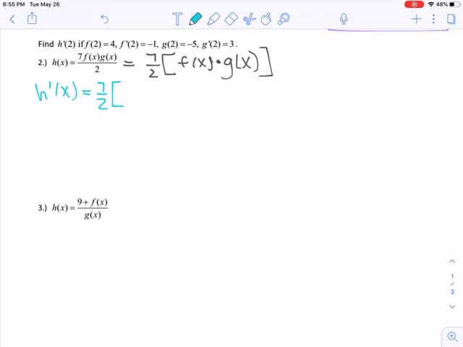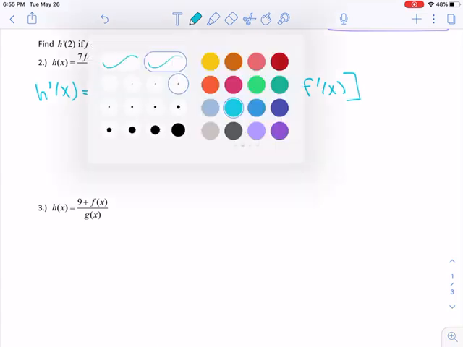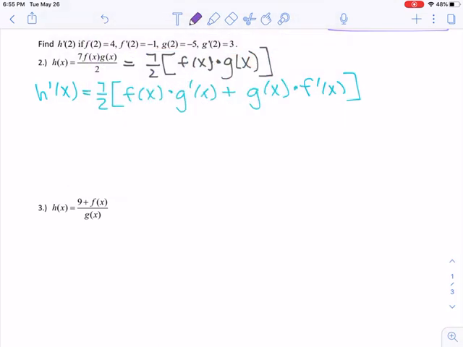And I know that when I'm finding the derivative of the product of two functions, I'm going to take my first function, f of x, times the derivative of the second function, so g prime of x, plus my second function, g of x, times the derivative of f of x. Now I can go ahead and replace x with any value. Well, in this problem here, we want to go ahead and replace x with 2. So I want to go ahead and evaluate my derivative at 2.